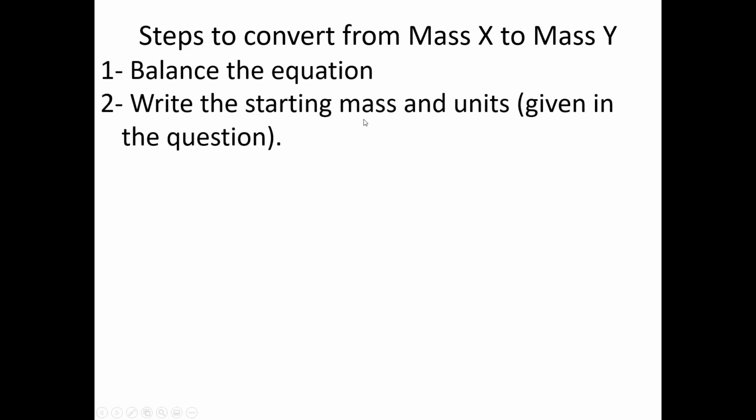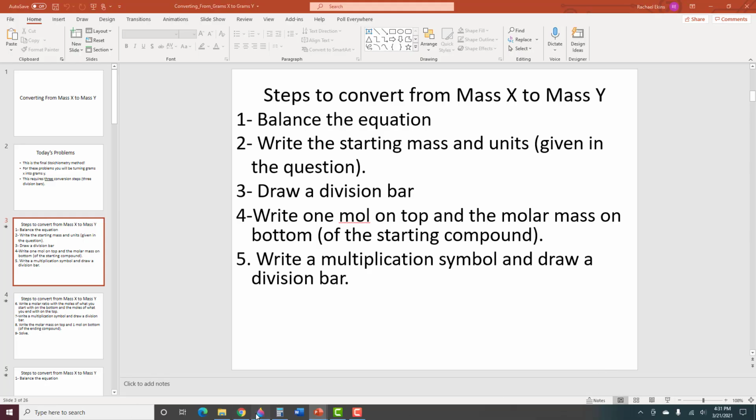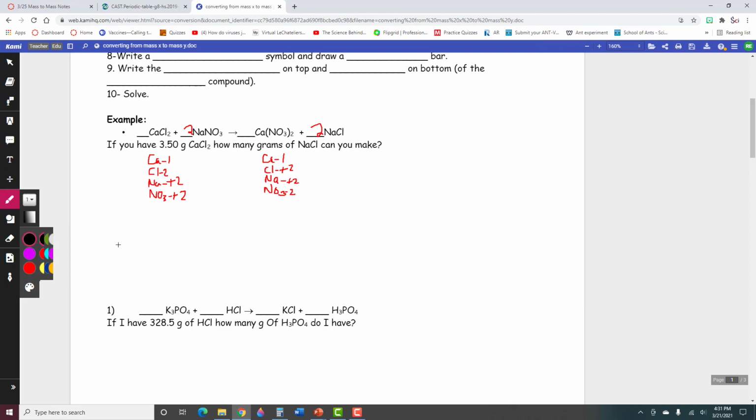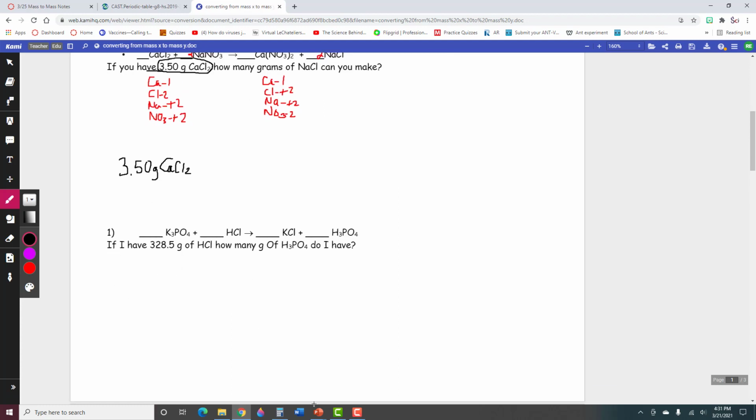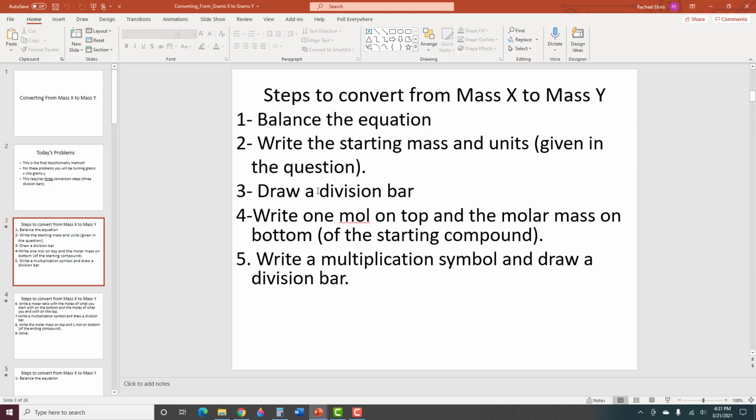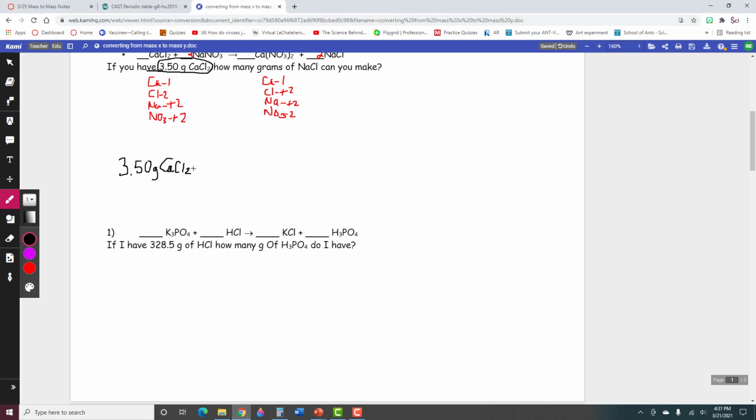Step 2 is write the starting mass and units, which are given in the question, and which is always the same step 2. That doesn't change at all. Starting mass and units would be 3.50 grams, that's the starting mass, and units would be grams of CaCl2, and that is just given to me in this problem right here. So that was step 2. Step 3 is draw a division bar. So draw my division bar.